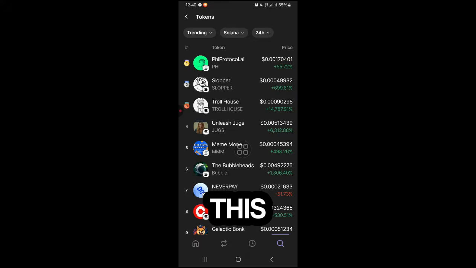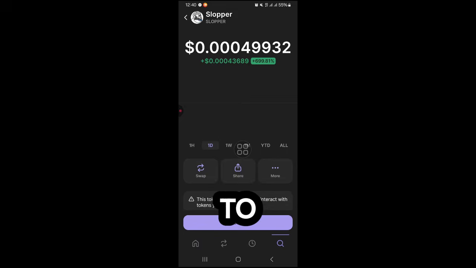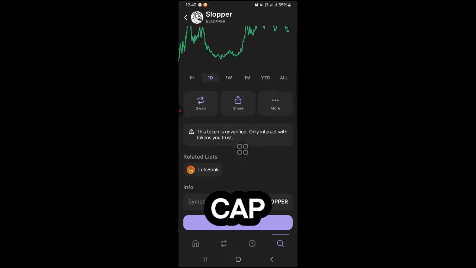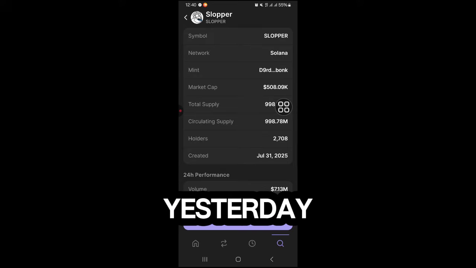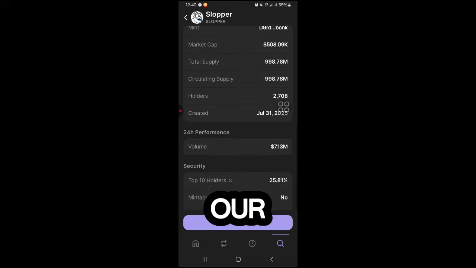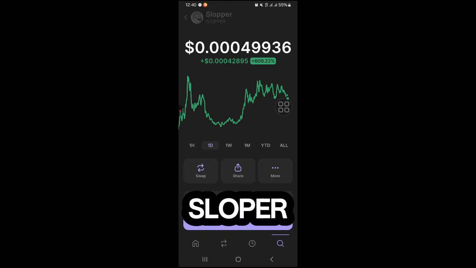So let me check this second one, Sloper. This is the very first time I'm seeing Sloper. All you do is scroll down and check the market cap. Simple. Market cap is 508k. It was released just yesterday, July 31st. Volume is looking good. So what I want to do is to take note of their name, Sloper.